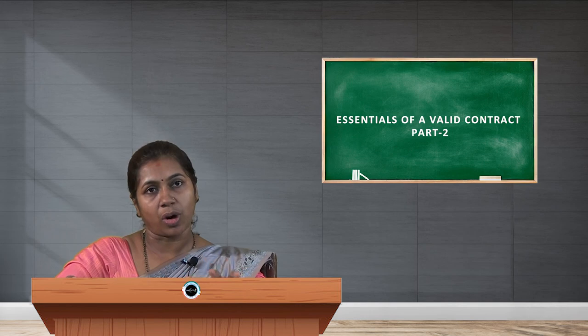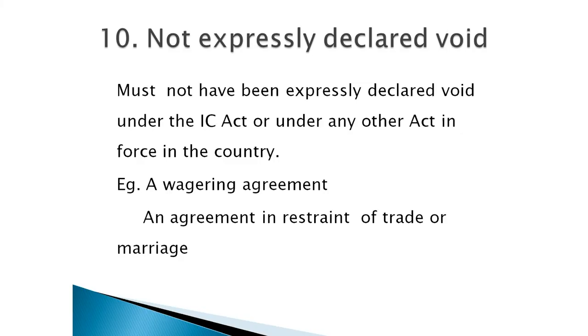The 10th essential of a valid contract is that it is not expressly declared void. Any agreement which has not been expressly declared void under the Indian Contract Act of 1872 or under any other act in force in the country can be considered a valid contract. For example, a wagering agreement, that is, a betting agreement, or an agreement in restraint of trade or marriage. If any agreement is made between the parties to prevent marriage or trade activities, that is expressly declared void. If such an act is not there, then it is enforceable by law.